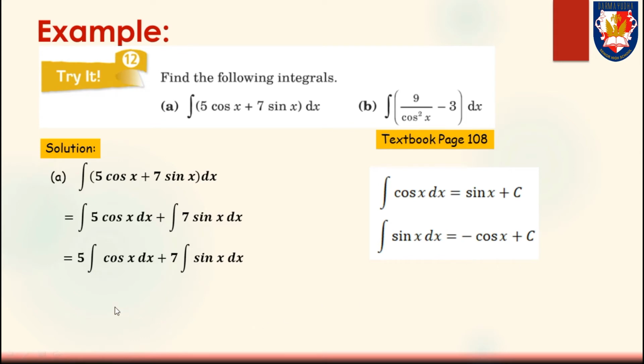So we will substitute the value of the integrals. We will have 5 times sine x plus 7 times negative cosine x plus c. Simplifying this will give 5 times sine x minus 7 cosine x plus c.